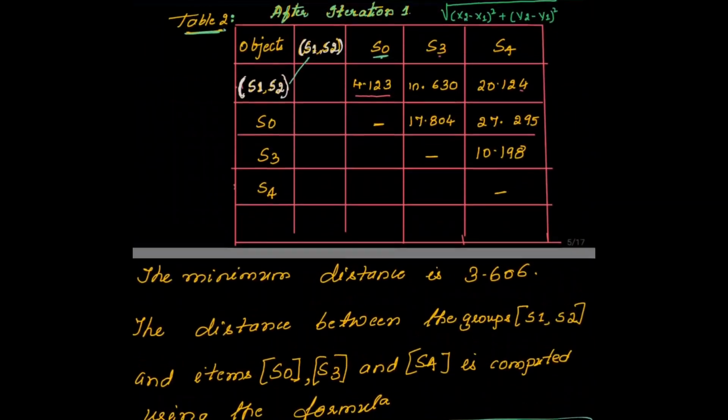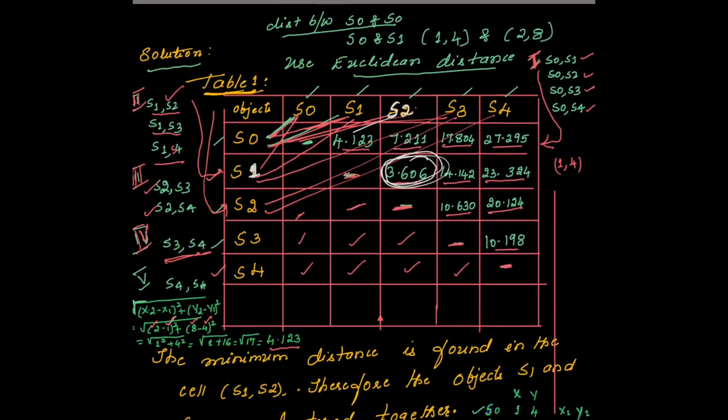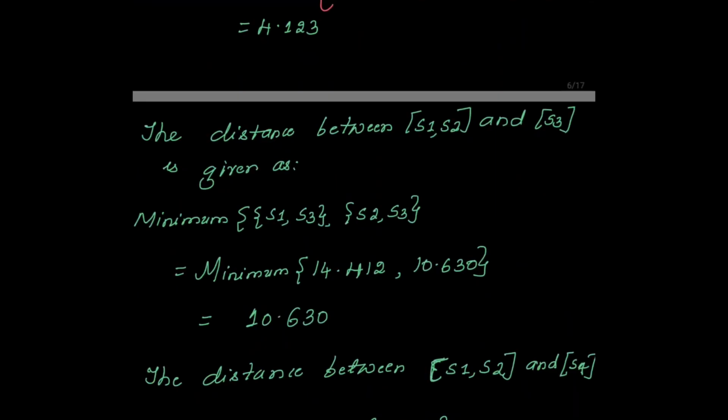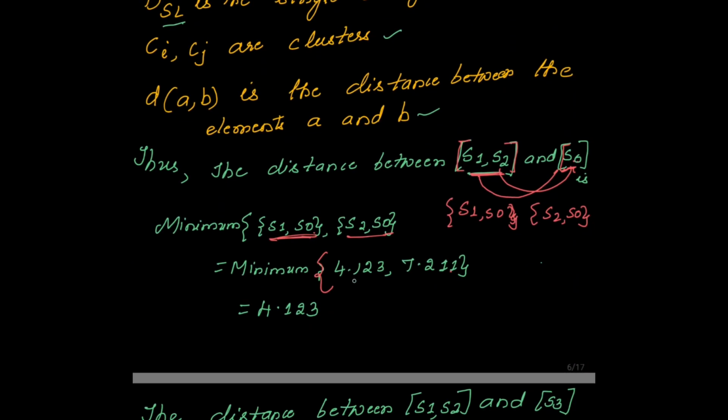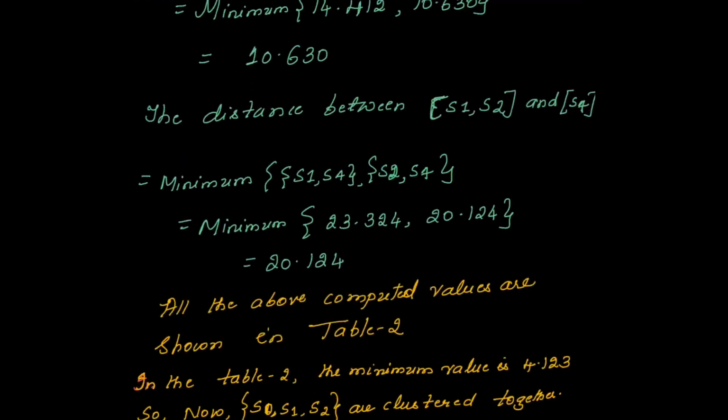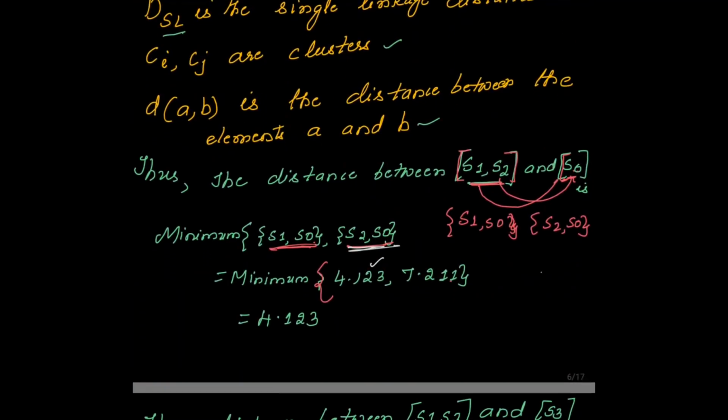S1 and S0 is here, in the first table. S1 and S0 is 4.123. Here I am writing 4.123, and the distance between S2 and S0 from the table is 7.211. From here onwards you don't have to use the Euclidean distance to get the value. You have already done it and placed it in the table. You can extract it from there. So between S2 and S0 it is 7.211.